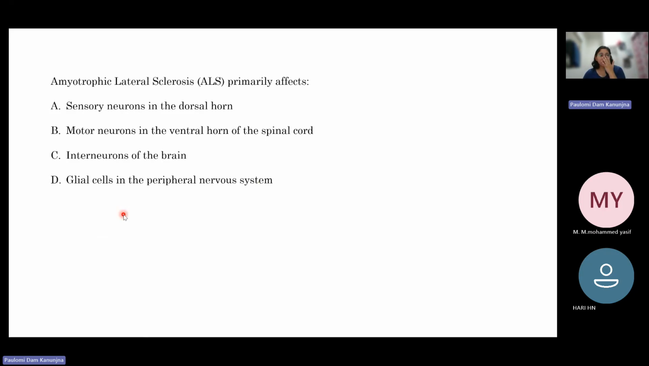So let me read out the options for you. Amyotrophic lateral sclerosis affects sensory neurons in the dorsal horn, motor neurons in the ventral horn of the spinal cord, interneurons of the brain, and glial cells in the PNS. If you have any answer ready, it's okay, or else we can just look into the answer. I will wait for 30 seconds and then we can discuss the answer.